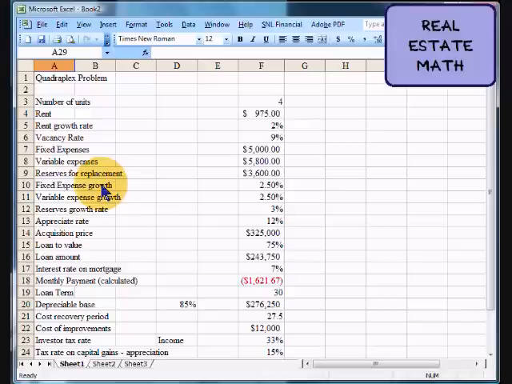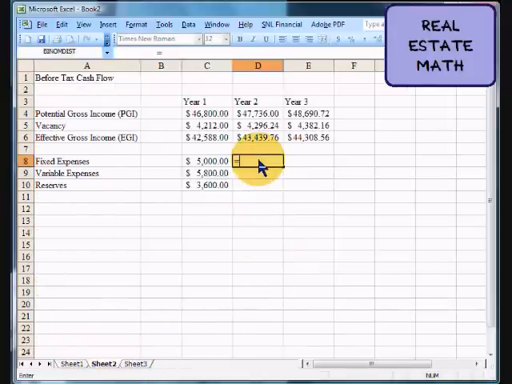Now my next values are going to be multiplied by the fixed, variable, and reserve replacement growth rates. So this 2.5, 2.5, and this 3%. What I'll simply do is multiply that value.